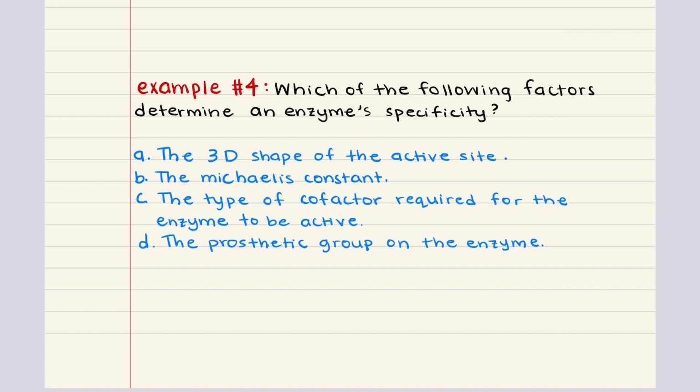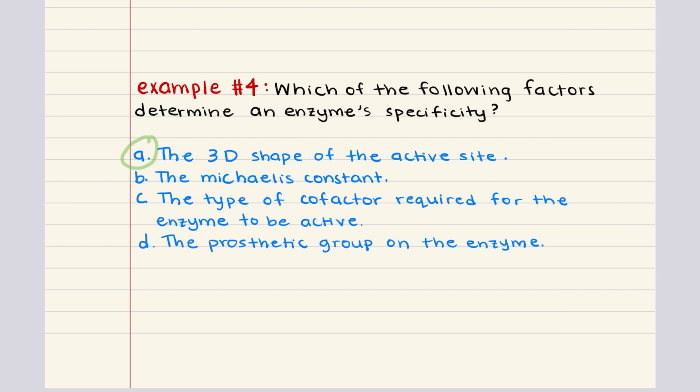The active site has a very particular shape and chemical environment that matches only specific substrates, and this is sometimes described as a lock and key or induced fit model. So this feature is what truly determines which substrate an enzyme can recognize and act on. So 4 is A. We're still going to work through B, C, and D.